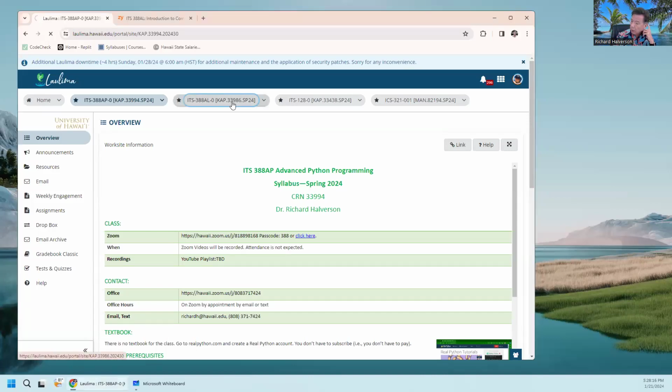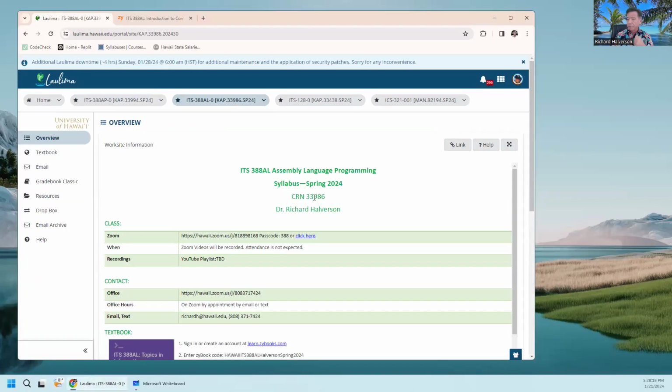And so I'd like to just go over the syllabus and review the textbook and chapter one. So let me share my screen. Okay, AL, this one. Assembly Language Programming.